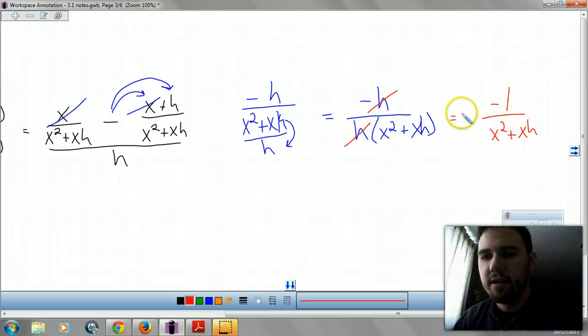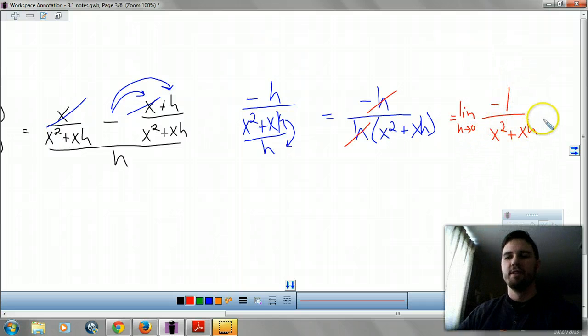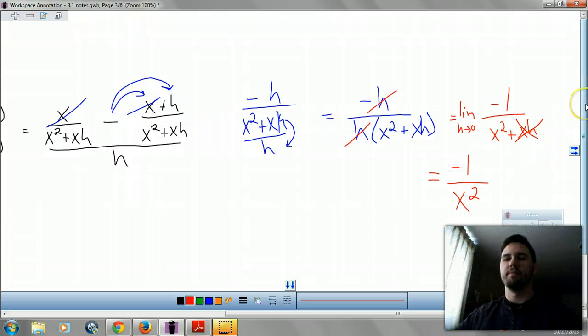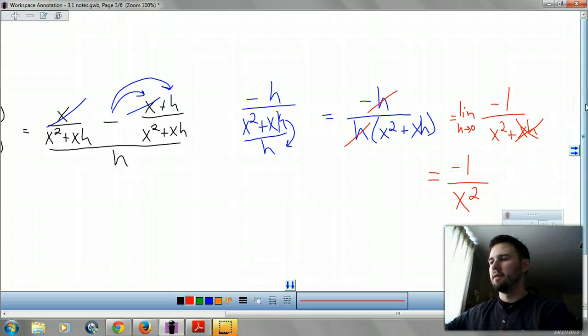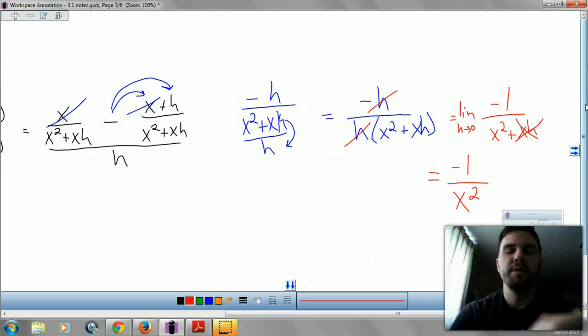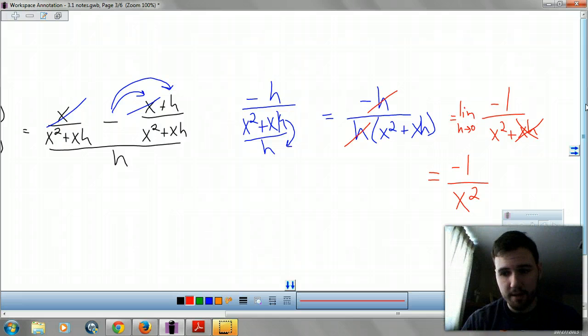But wait, what's your limit as h goes to 0? What happens? This is going to go away, and your derivative is negative 1 over x squared. There you go. It's a derivative. That means for the equation 1 over x, the slope at any given point is found by doing negative 1 over x squared.